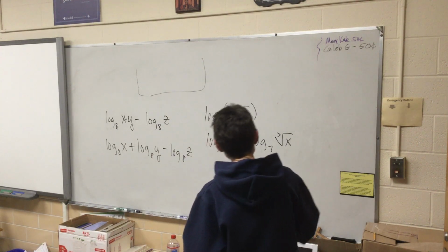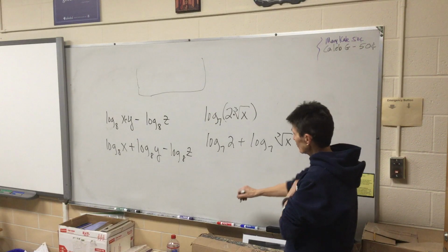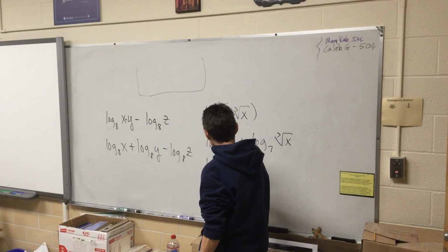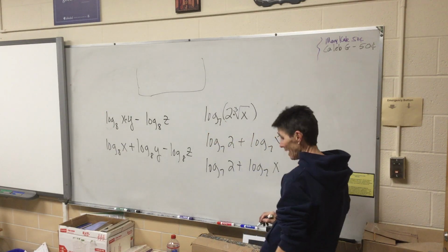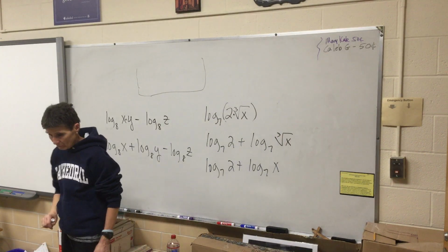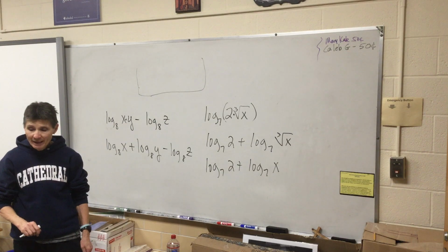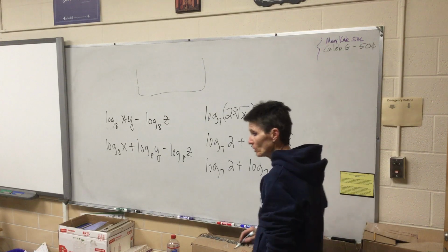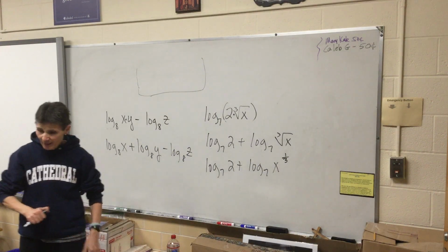Now, radicals do not live in logarithm land. What's another way of writing the cube root of x? What power is a cube root? Oh my gosh, guys, it's 1/3. Remember, fractional exponents are radicals. You can't forget all that stuff.